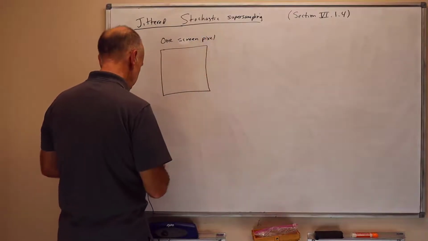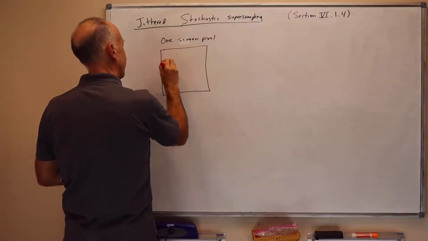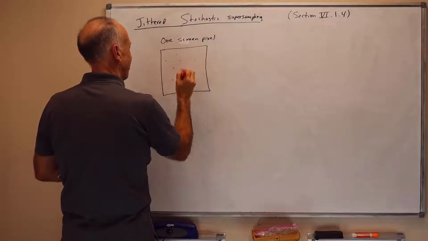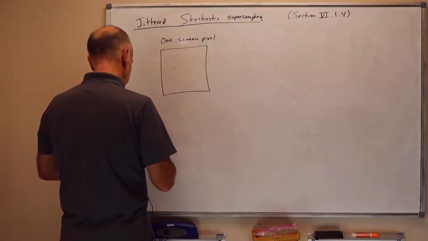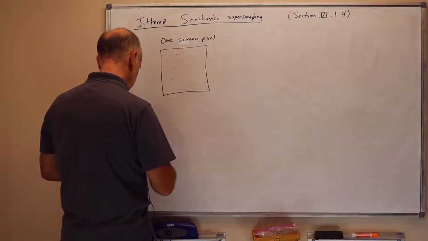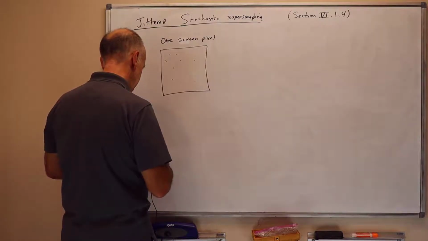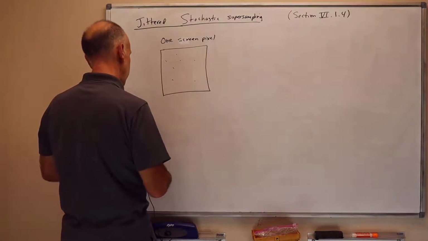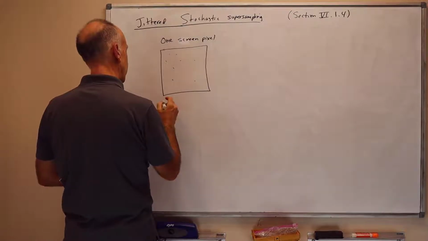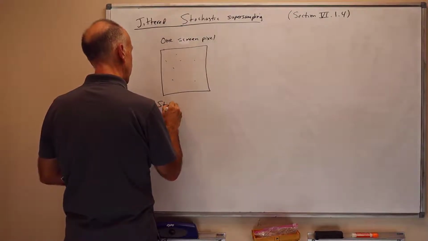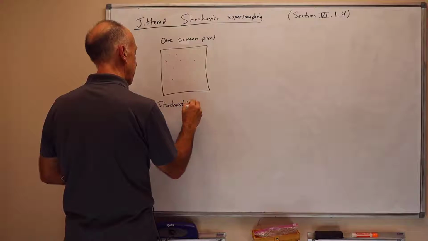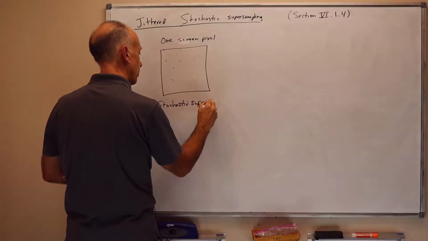And last time I picked 9 samples, more or less at random. So these are 9 subpixel locations, and we then use the average of the texture values for those, and this was what we did with stochastic supersampling.